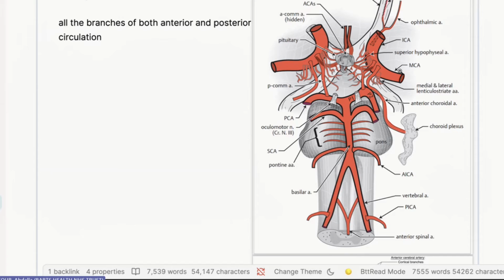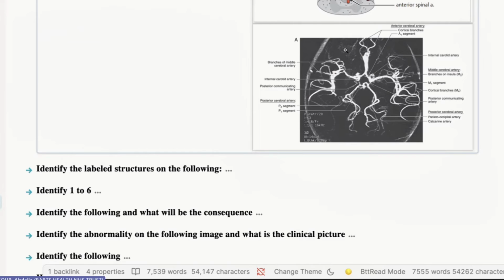The way I like to remember this is outpatient appointment, so OPA: ophthalmic, posterior communicating, and anterior choroidal. You can see them very nicely here. This is ophthalmic, this is posterior communicating, and this is anterior choroidal artery. Those are the branches of the ICA before the bifurcation. Very important to know this.